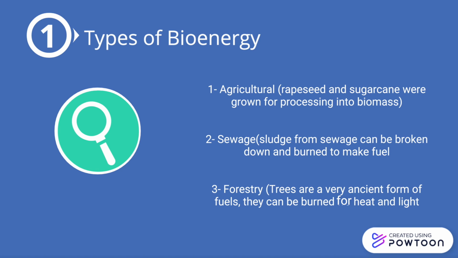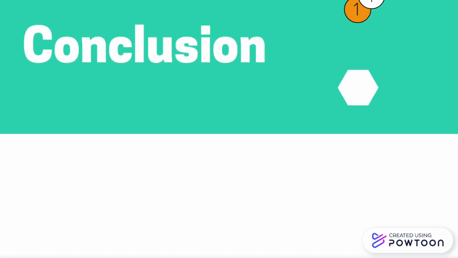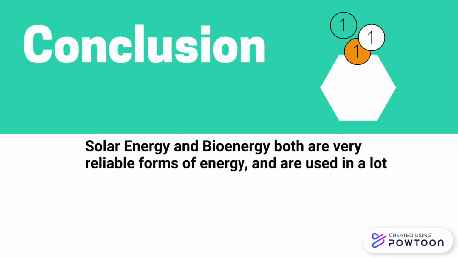Then number 2 on my list is sewage. Now you're probably thinking, how does sewage give us power? Well, the sludge from the sewage can be broken down and burned to make different fuel. Then finally is forestry, and this is definitely one of the most ancient forms of light and energy. We have been burning trees down for a very long time because it provides us not only with paper and different things, but also with heat and light. There's so many more different types of bioenergy, so I encourage you to go ahead and research a little bit more about it.